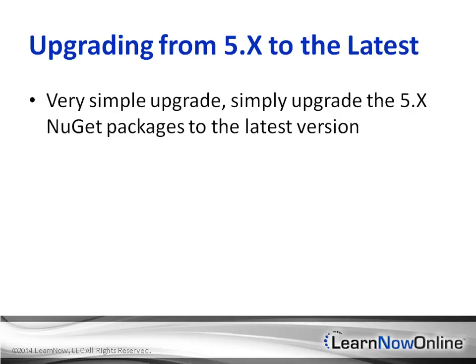The next form of upgrading is actually to take a 5.0 project and upgrade it to the latest version of 5. The latest version as of this recording is actually 5.2, but there could be a 5.3 or a 5.4. To upgrade from a 5 version to another 5 version is simply upgrading the NuGet packages.